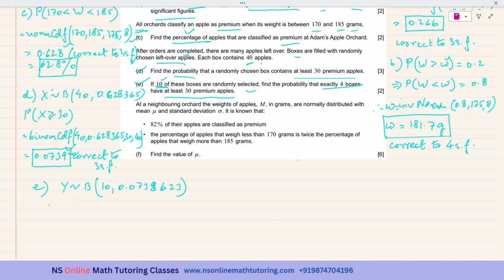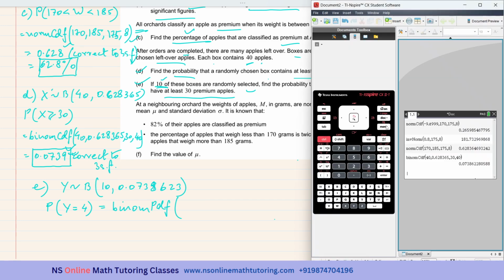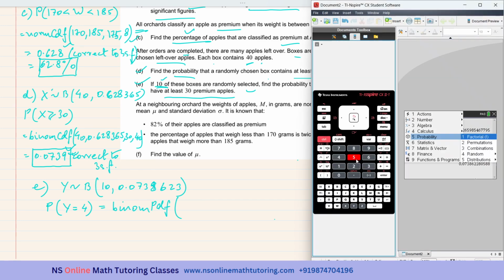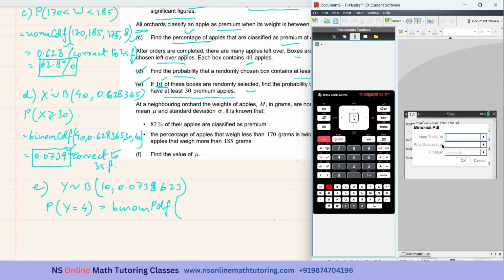Fine. So now we have to get the probability of exactly 4 boxes. So P of Y equal to 4. This should be equal to binom CDF again, or you can take PDF also. Let me take binom PDF, because this contains the equality sign. You can use the binom PDF. So menu, then number 5 probability, number 5 distributions, and then option A is binom PDF.